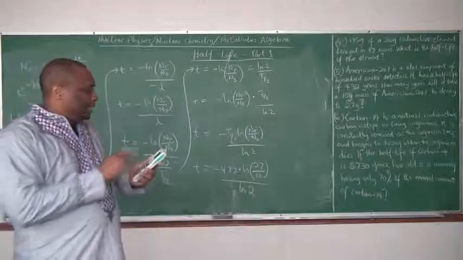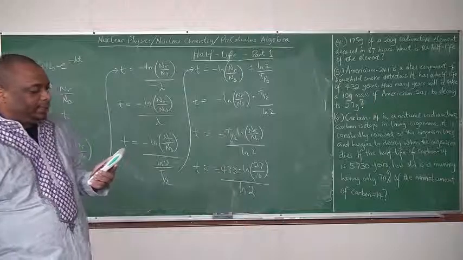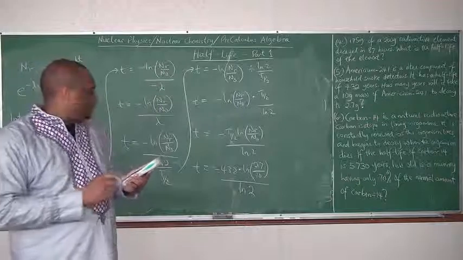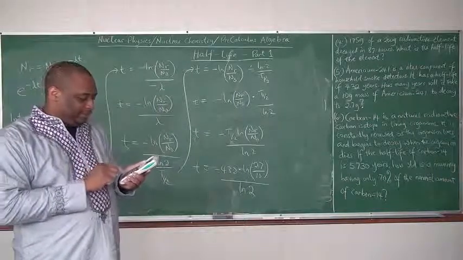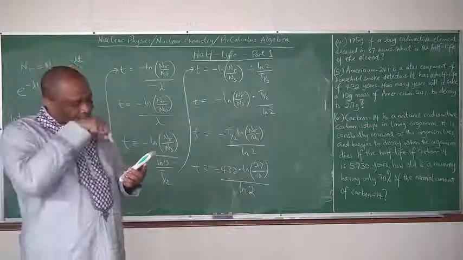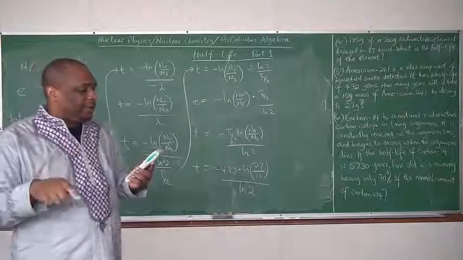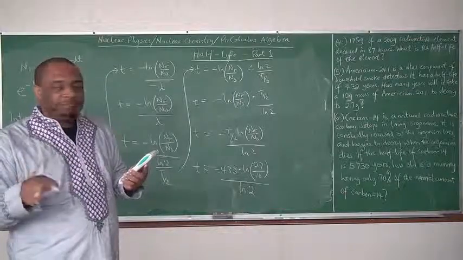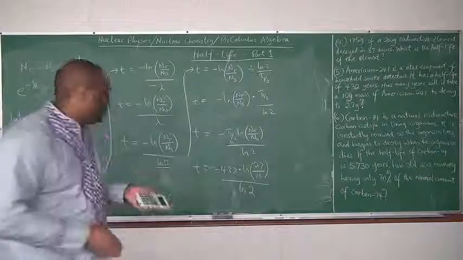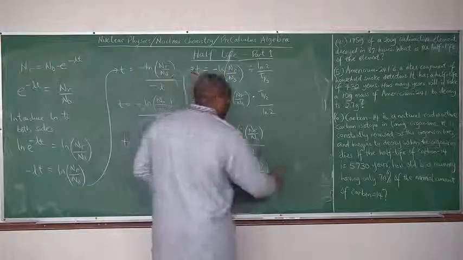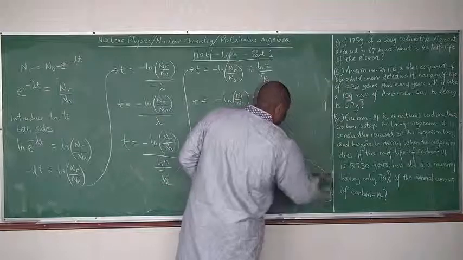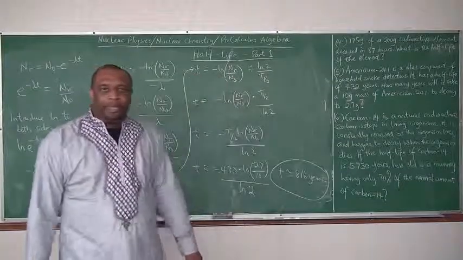So negative 1.309333332 times this negative 432. Negative times negative is positive. Times 432 gives us 565.63199942 divided by ln 2, and that is approximately 816 years. That's the same answer. Okay?